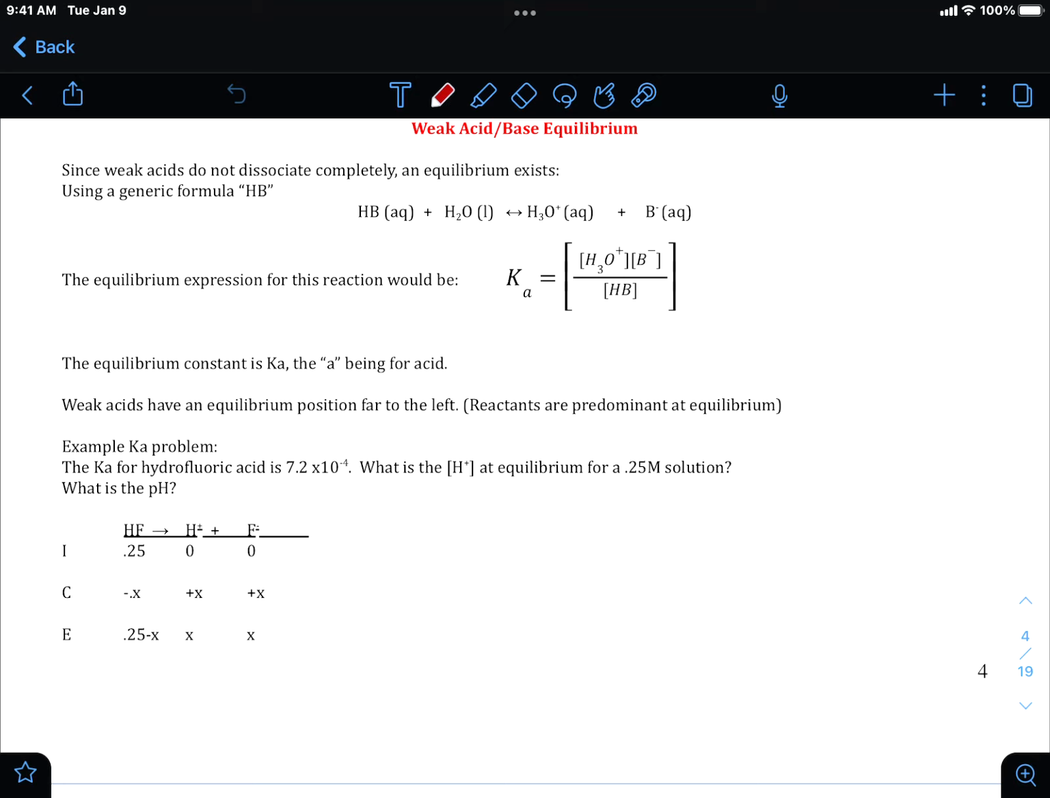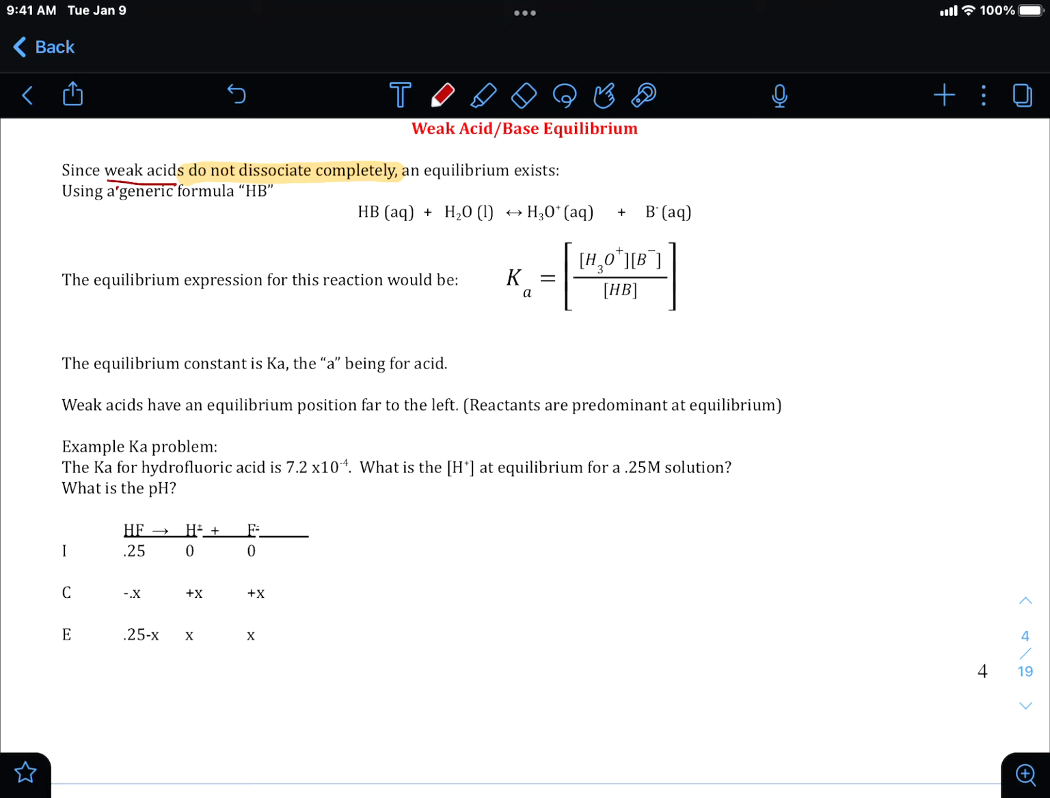Okay, so a weak acid does not dissociate completely, right? How can you tell that something's a weak acid? It has a Ka value. If it has a Ka value, it's a weak acid. What's another way to tell if it's a weak acid? It's not on the list of strong acids.